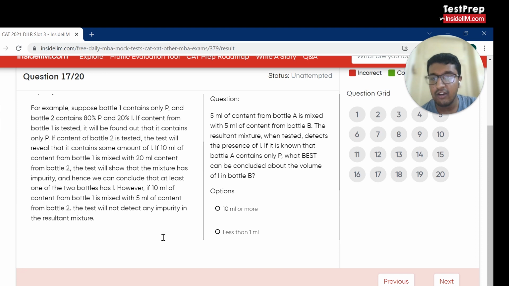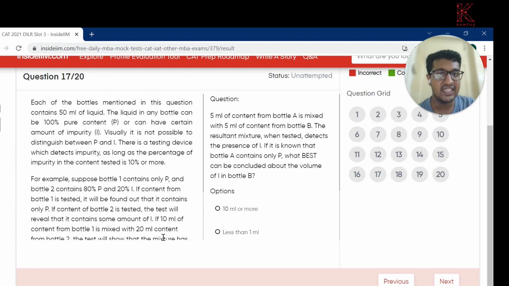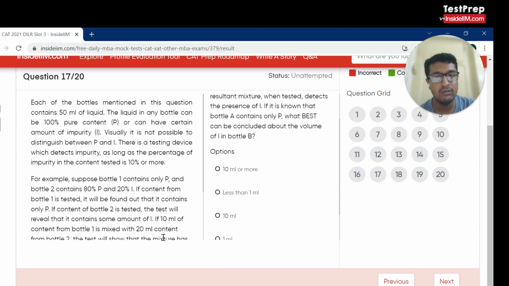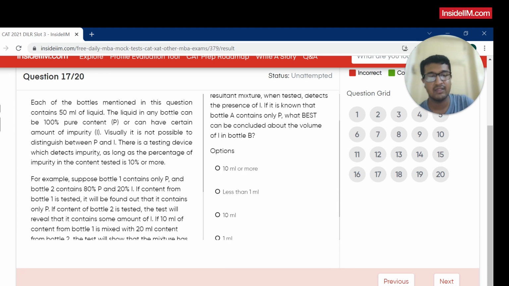However, if 10 ml of content from bottle 1 is mixed with 5 ml of content from bottle 2, the test will not detect any impurity. That's again that ratio only. Let's come to the question. 5 ml of content from bottle A is mixed with 5 ml of content from bottle B. The resultant mixture, when tested, detects the presence of I. If it is known that bottle A contains only P, what best can be concluded about the volume of I in the bottle B?